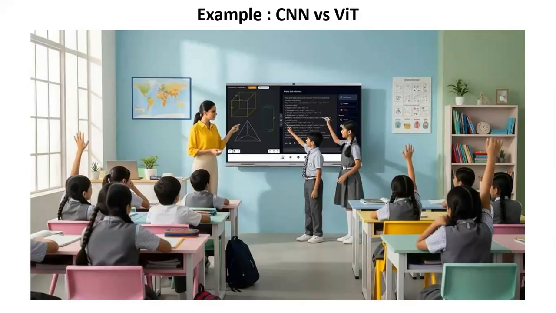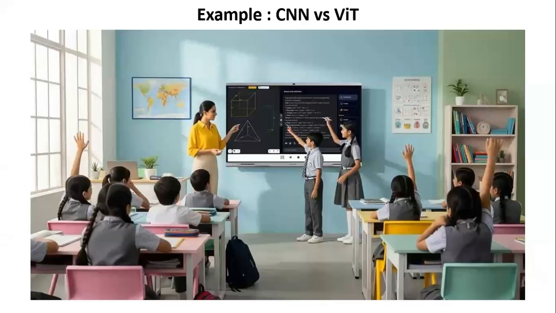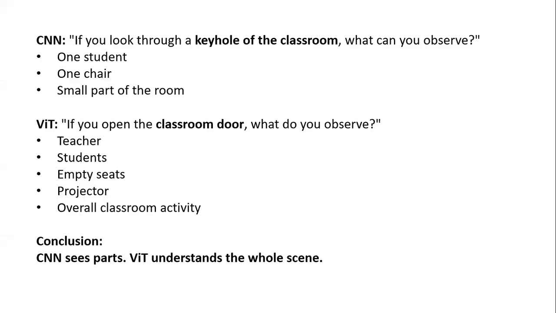Now let's understand the difference between CNN and vision transformer. Talking about CNN, let's assume that we are watching this classroom from the keyhole of the door. How can we observe? We can observe just one thing at a time. At a time, I can see maybe one student, one chair, one small part of the room. That is how CNN works.